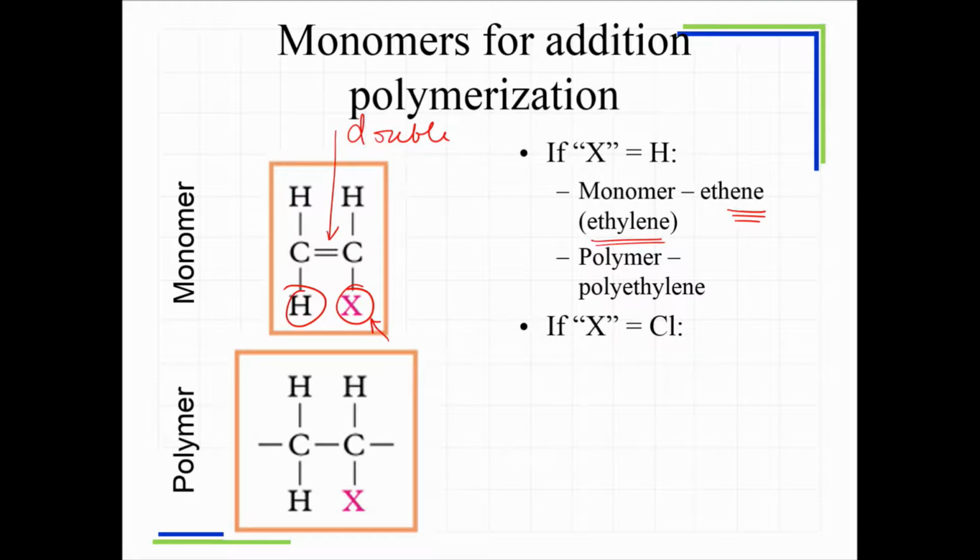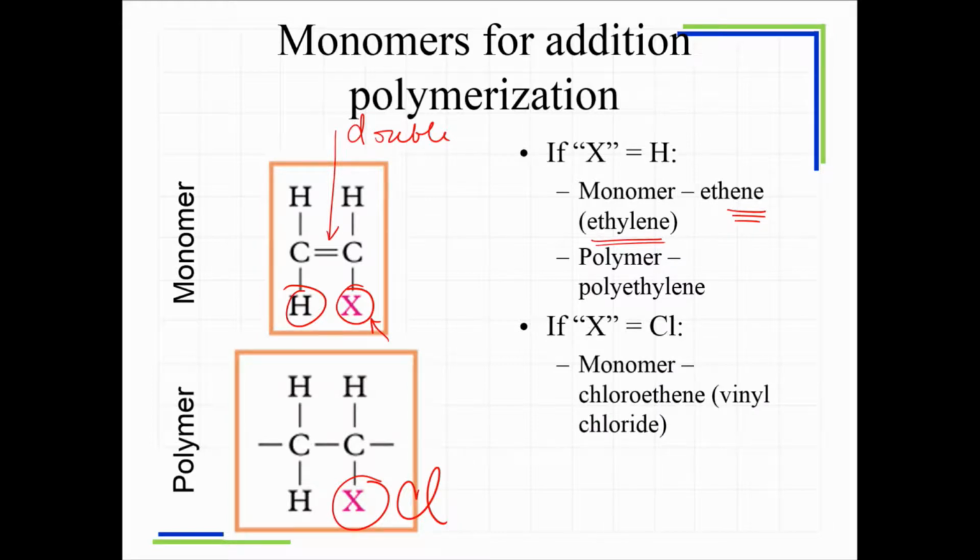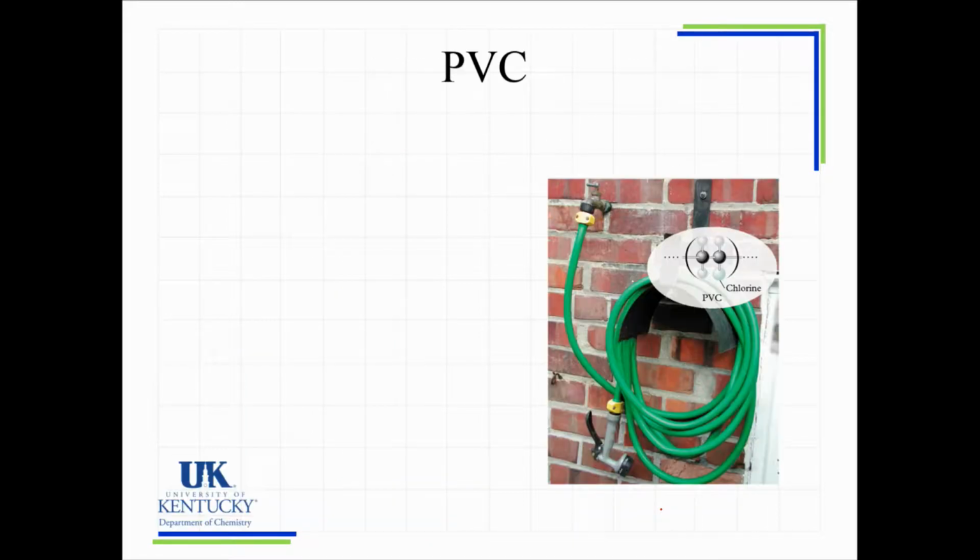Now, if what we see right here is a Cl instead, a chlorine, that would give me a monomer called chloroethene, which would be the name that we learned. But its old-fashioned name is vinyl chloride, and very often the polymer's name comes off its more old-fashioned name. So this polymer is called polyvinyl chloride, but you would hear it called PVC. PVC pipe is a very common type of construction material for hot water pipes and cold water pipes in a home.